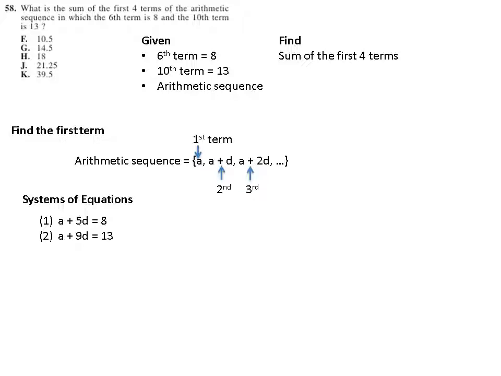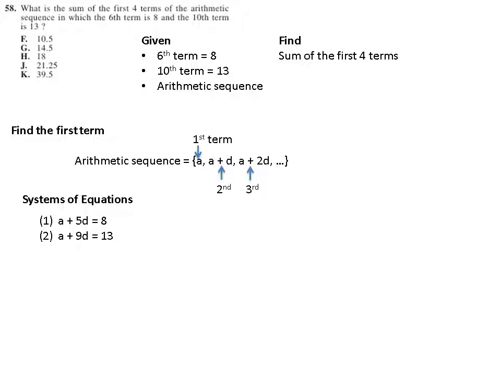Now, we're not given the common difference, and we're not given a sequence such that you can just outright find it, like the 8th term and the 9th term kind of thing. However, if we look at what we've got, we can use the systems of equations to solve for it. So we have two equations and two unknowns, a and d.